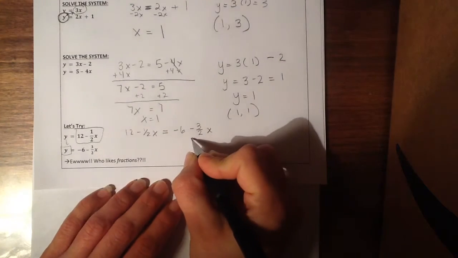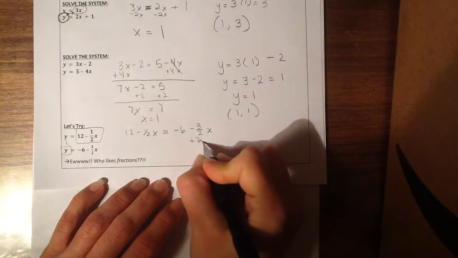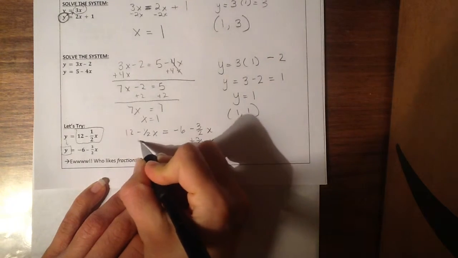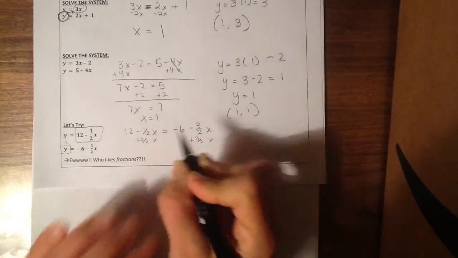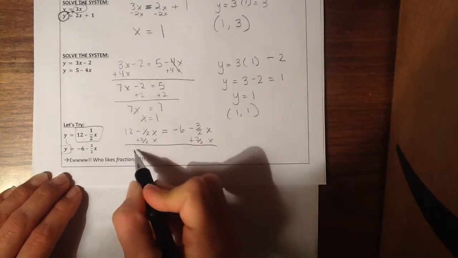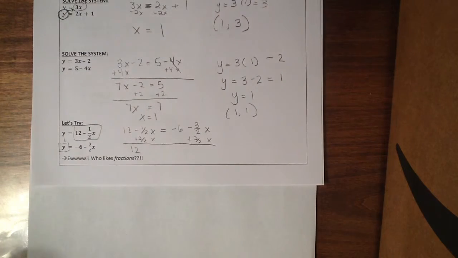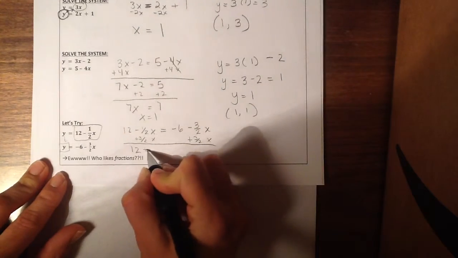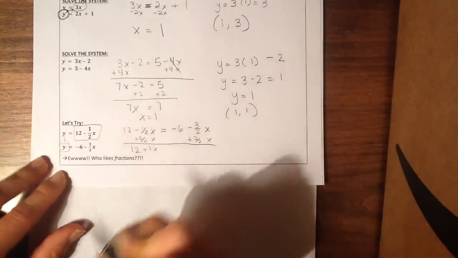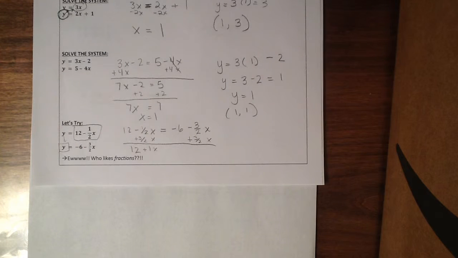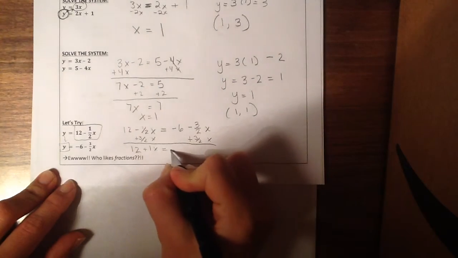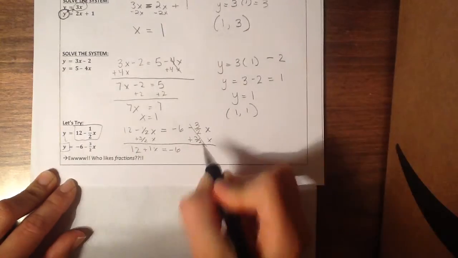I'm going to go ahead and get my x's together by adding 3/2 x to the other side. I have 12 plus negative 1/2 plus 3/2, which is going to end up being just a positive 1x. I'm taking away 1/2 from 3/2. And that will be equal to negative 6.